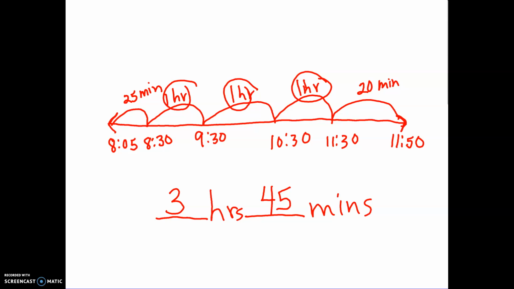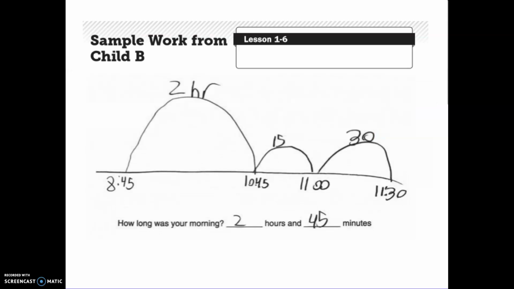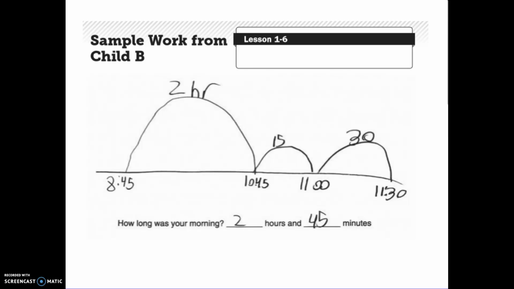I'm just going to show you some examples of a different problem that boys and girls had done for their day. So their day started at 8:45 and went to 11:30. This student used a number line, just like we did, and we've got the hops. This student also used a number line. Same problem, same answer, but you can see they did different hops, which is fine. You do what works for you.